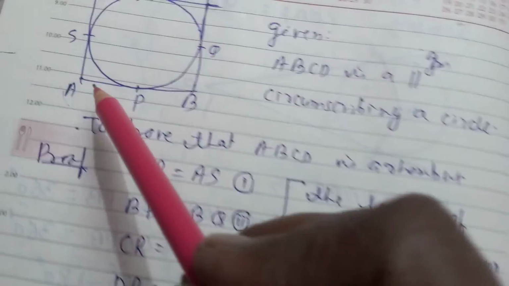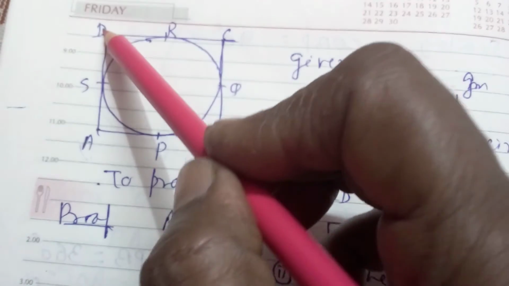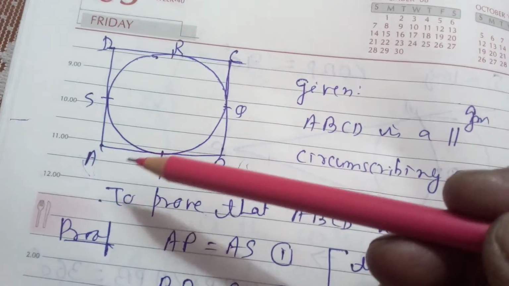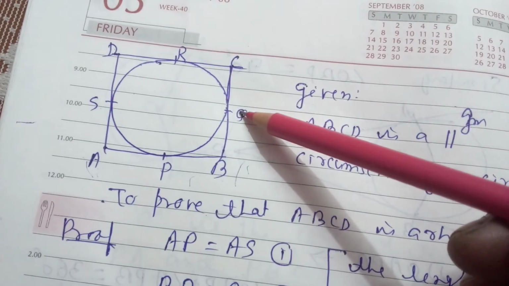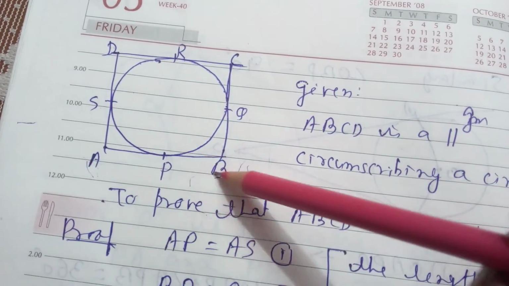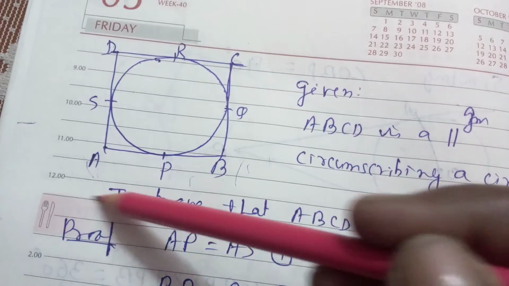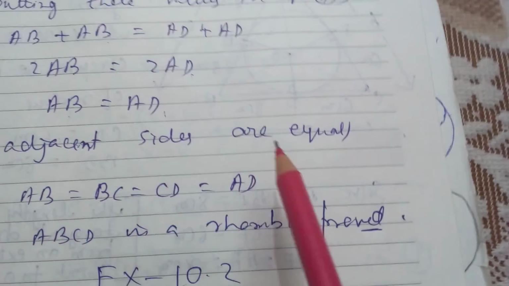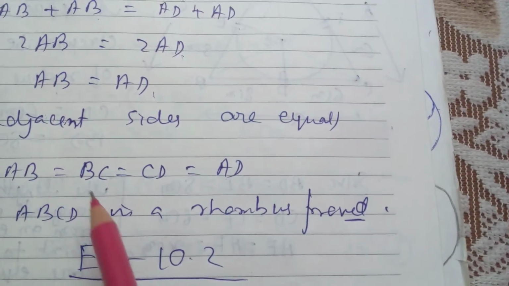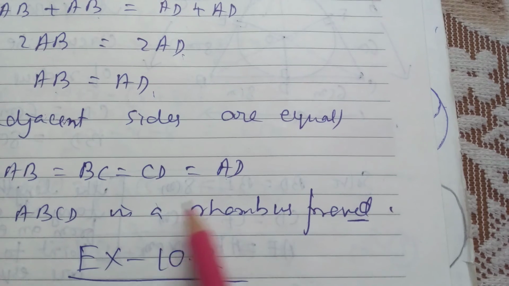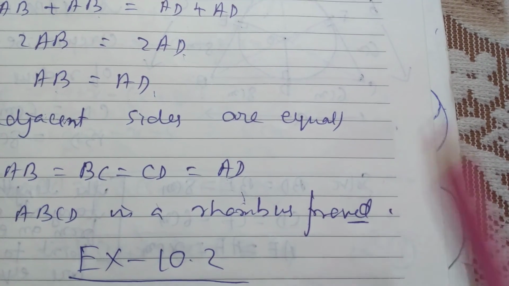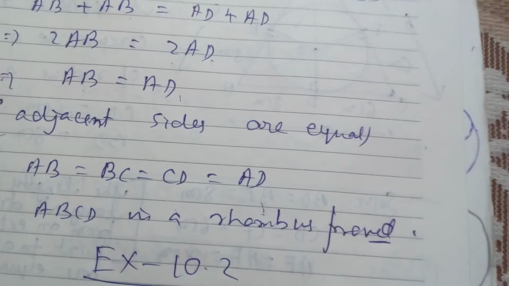Look at the figure. AB and AD are the adjacent sides. It is a parallelogram, it is given, so both pairs of opposite sides are equal, and here also AB equal to AD, that is adjacent sides are also equal. It means all the sides are equal. Since adjacent sides are equal, so AB equal to BC equal to CD equal to AD. When all sides are equal, then ABCD is a rhombus. Proved. Okay.